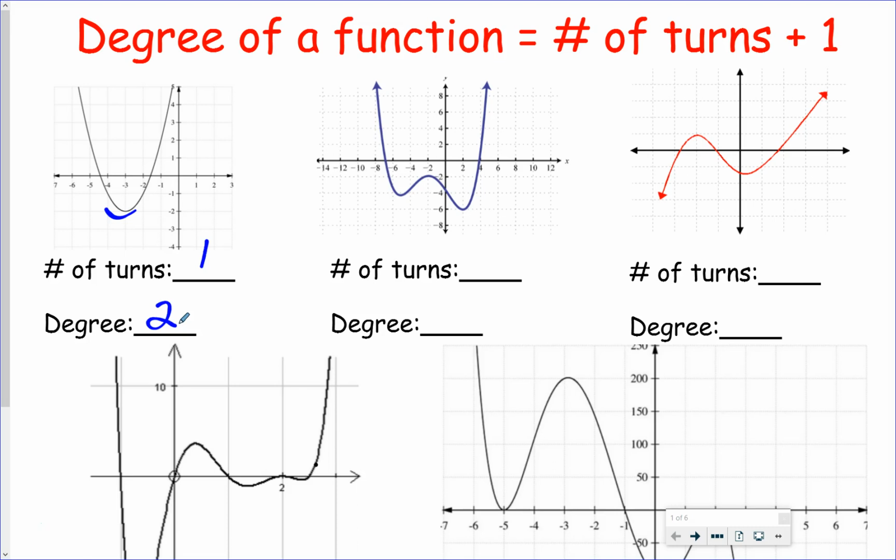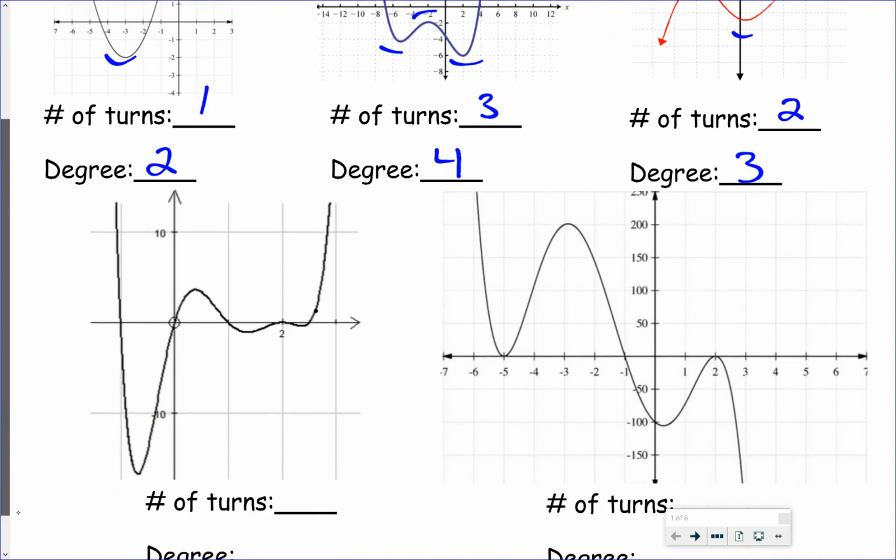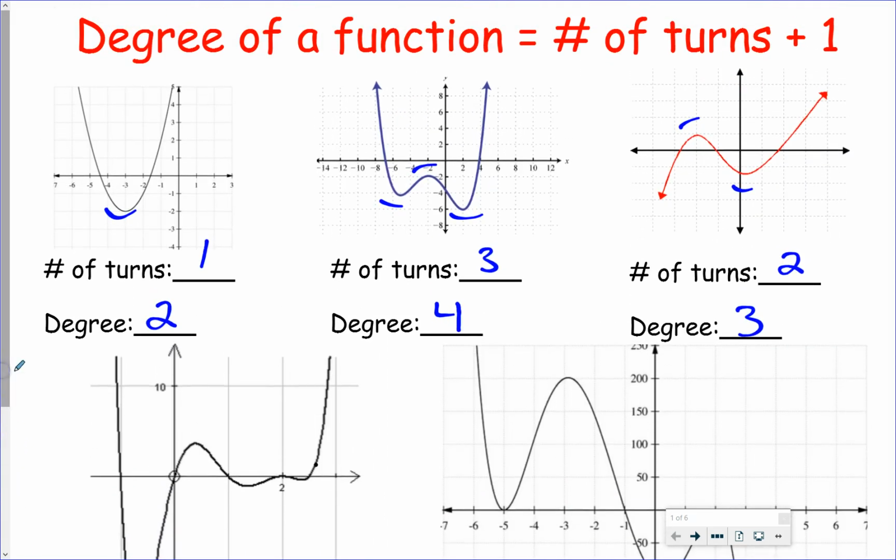How about this next one? How many turns are there? 3. 1, 2, 3 turns. So my degree is 4. All right, how about the last one on the top row? 2 turns. So my degree is 3. All right, so these were very basic graphs up here. Degree of 1, degree of 2, 3, and 4 are pretty basic.